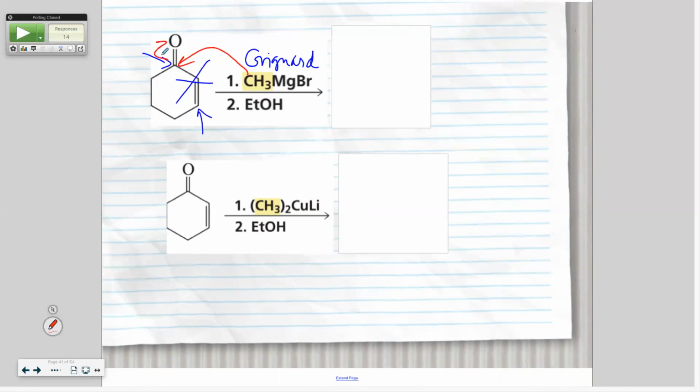The top one. Okay, you go out to the O, you get your tetrahedral intermediate, and then it's going to get protonated with ethanol. So you're going to get that, which you can then go on and do other things with. Okay. All right, what about this one?